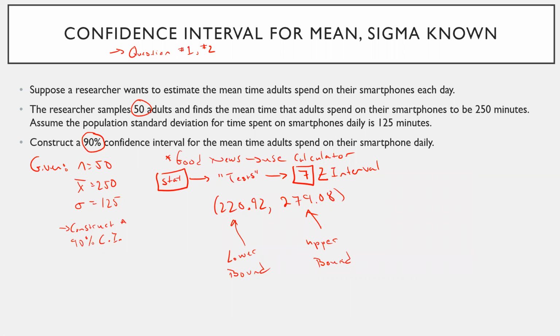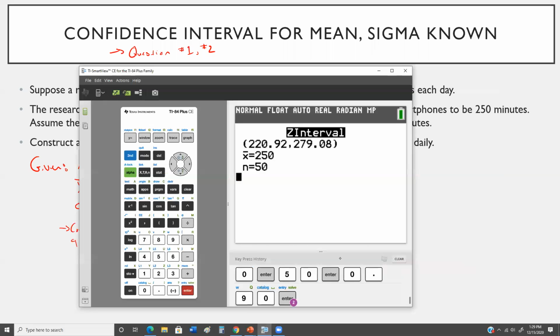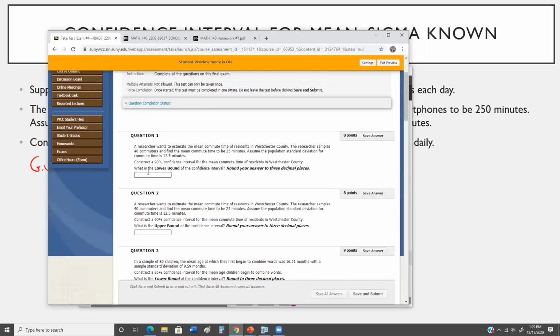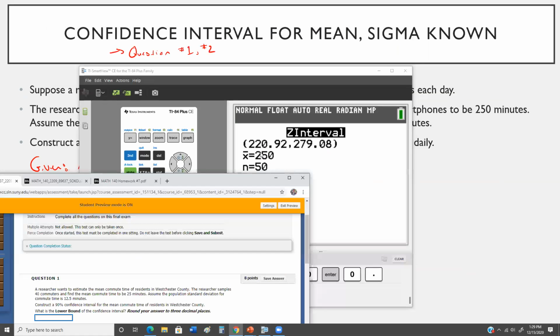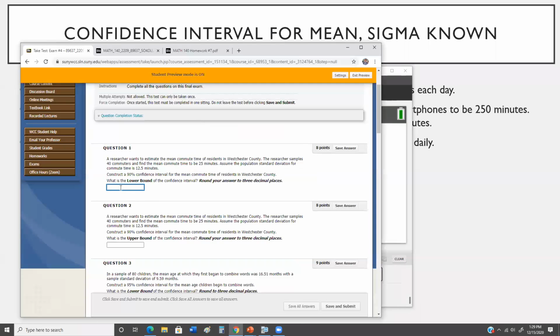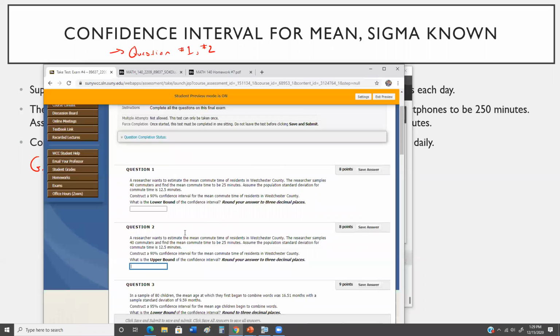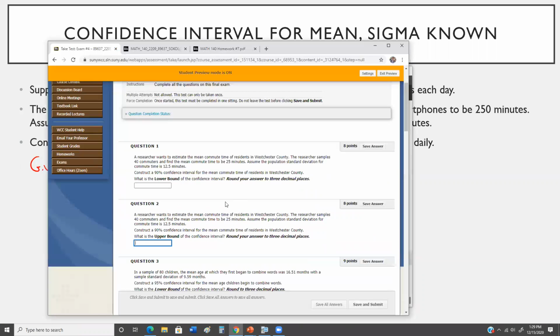But that's the first question, number 1, number 2 on the final. So you're going to put in the numbers, you're going to put the first number in, then a comma, then... Nope. So on the exam, let me show you, just so we're clear. On the exam, question 1, what you would do is you would put in the value of the lower bound, which would be 220.92. And then in question 2, you'd put the upper bound, which would be this. Oh, I get it. Okay. I mean, they're different numbers because there's different problems.